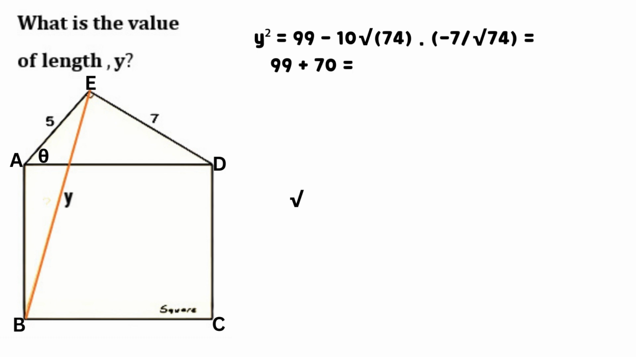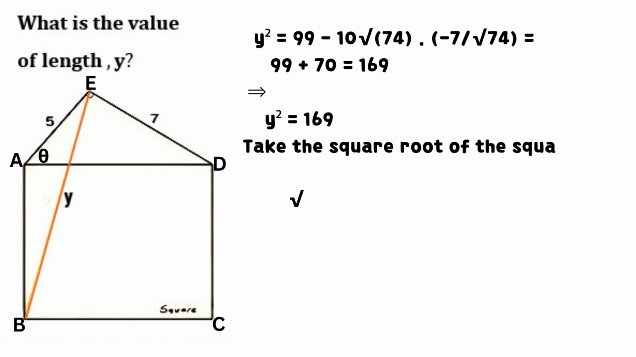It implies that the square of y equals 99 minus 10 times the product of the square root of 74 and negative 7 divided by the square root of 74, which equals the sum of 99 and 70. The simplified result equals 169. Hence, the square of y equals 169. Take the square root of the equation, so that y equals the square root of 169, which equals 13. Therefore, the required value of y is 13 units.